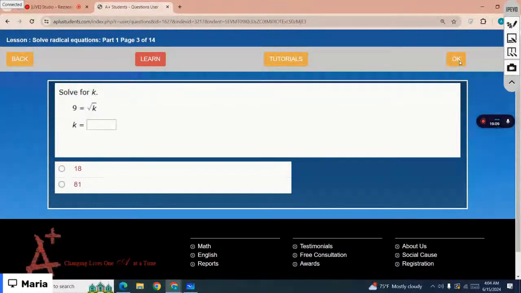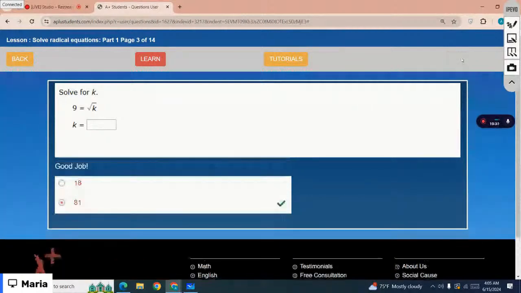Solve for k. So which is the correct option? The correct option is 81. Option number 2 is the correct option. You have to square both sides. That would be k equals 81.